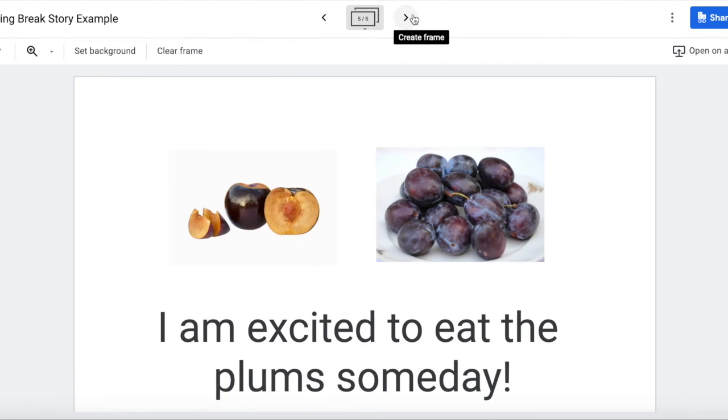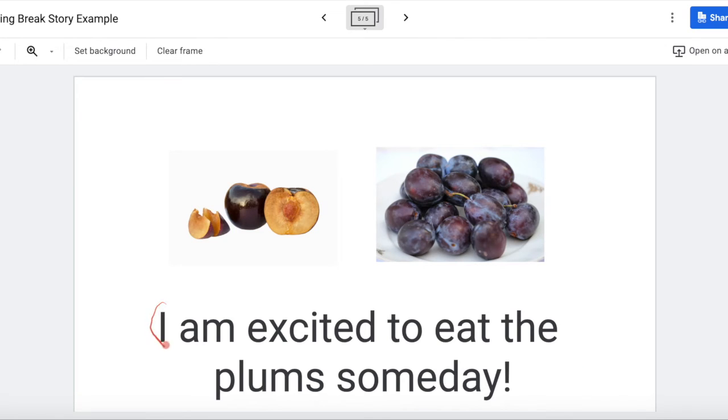I added one more page to my story because I felt like it needed a stronger ending. And I wrote, I am excited to eat the plums someday. So this is a baby tree. It's not going to have plums right away, but someday, yum. So once again, let's make sure this is a complete sentence. I see a capital at the beginning. This one has a different punctuation mark at the end. I put an exclamation point because that makes the reader's voice sound excited. And that's the feeling I have in the sentence.